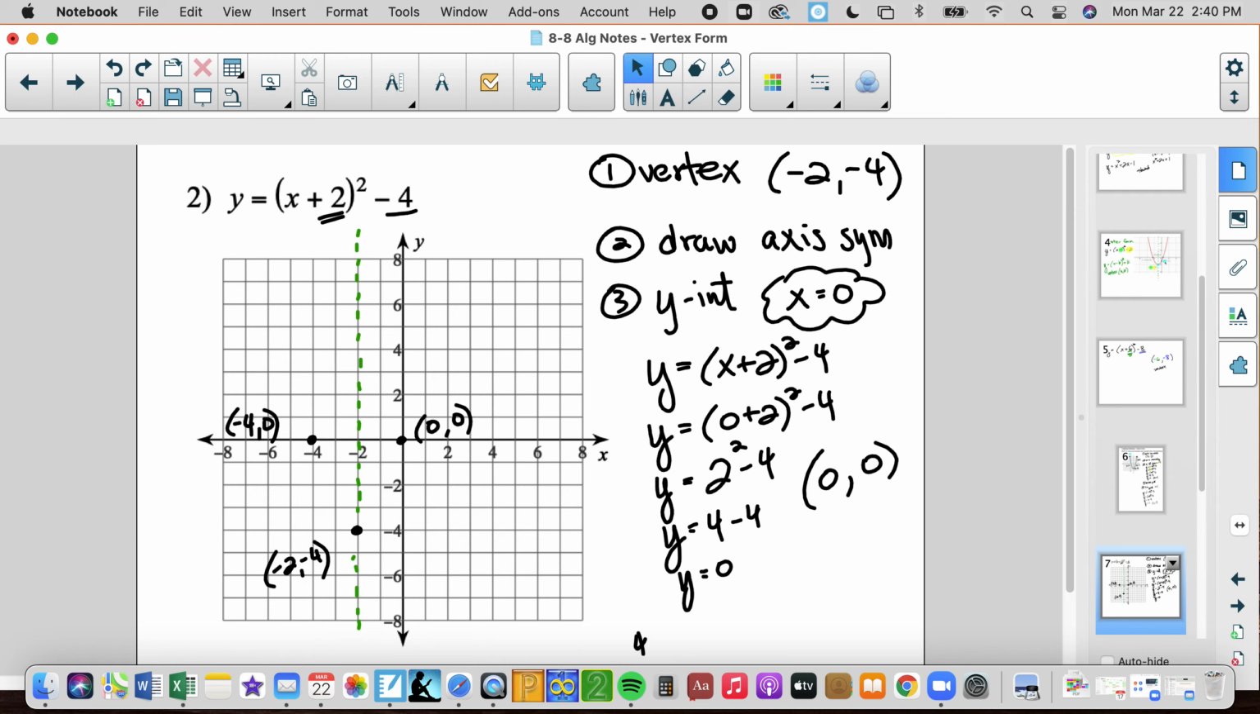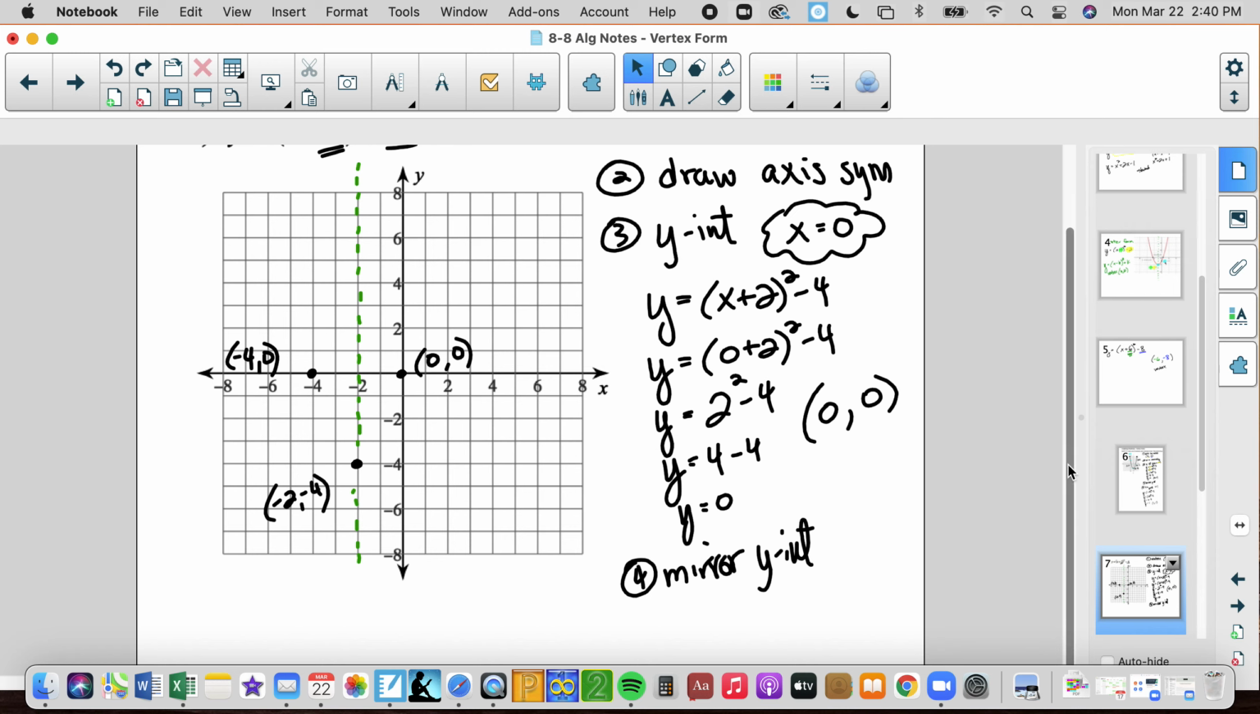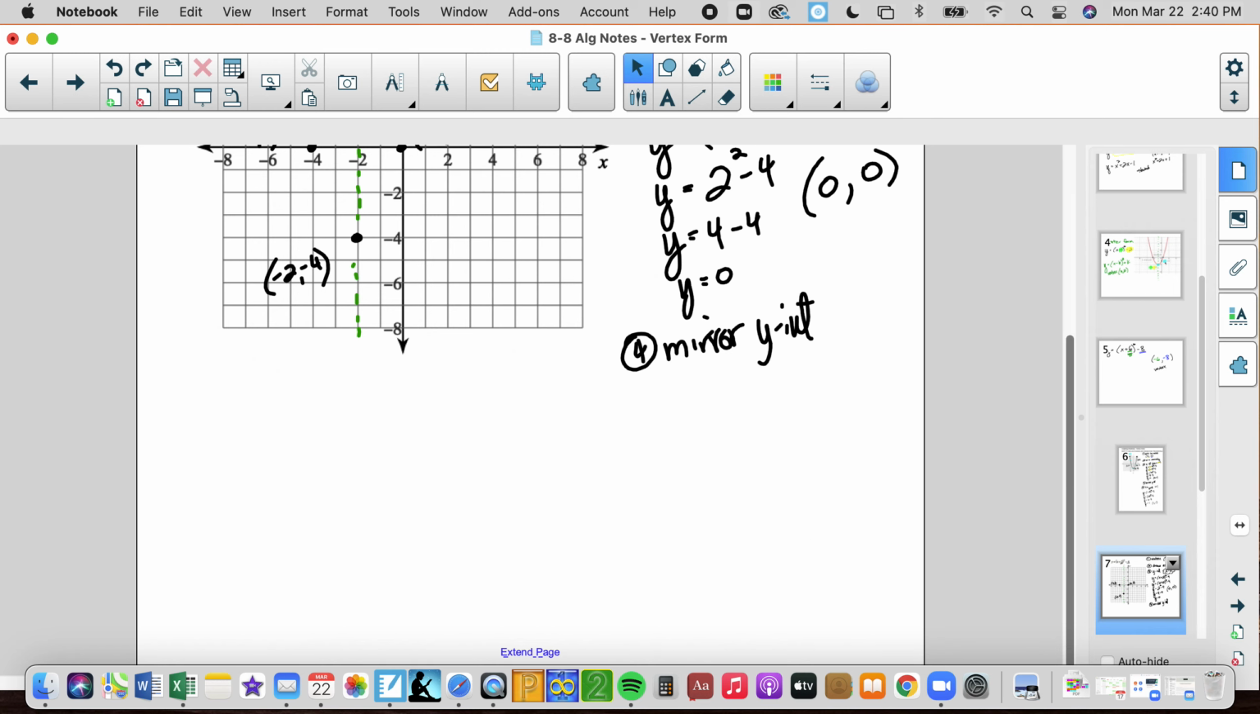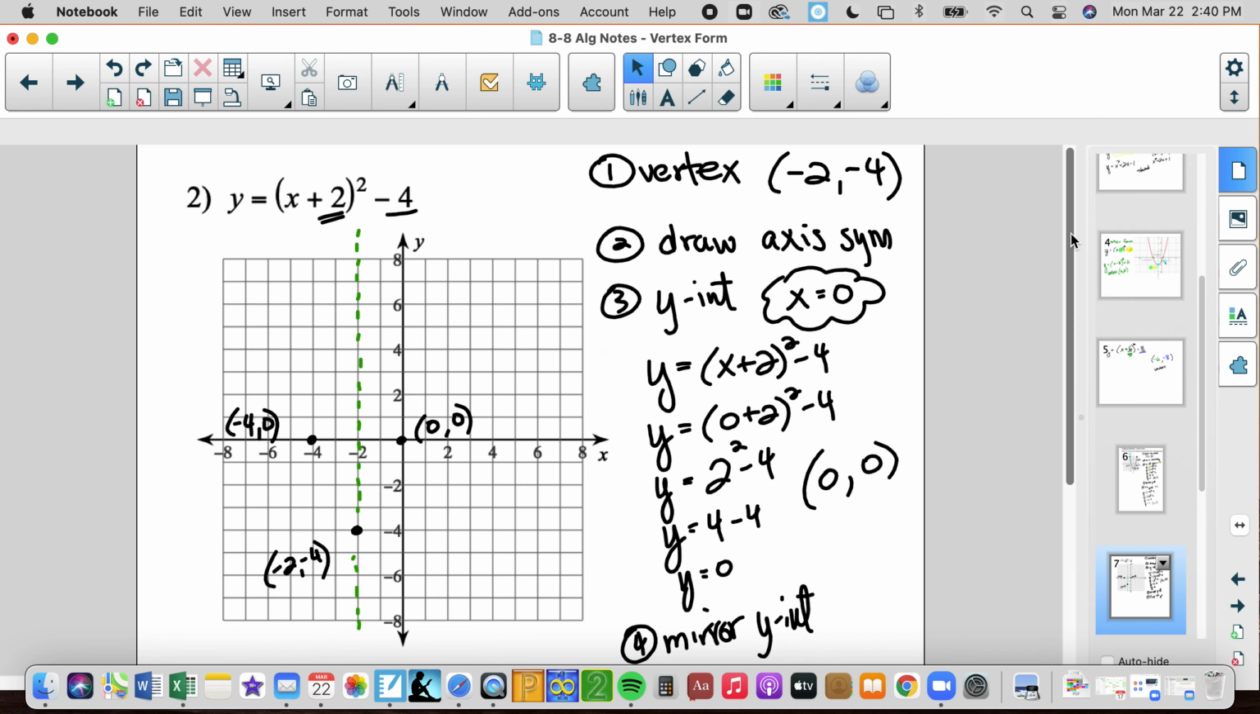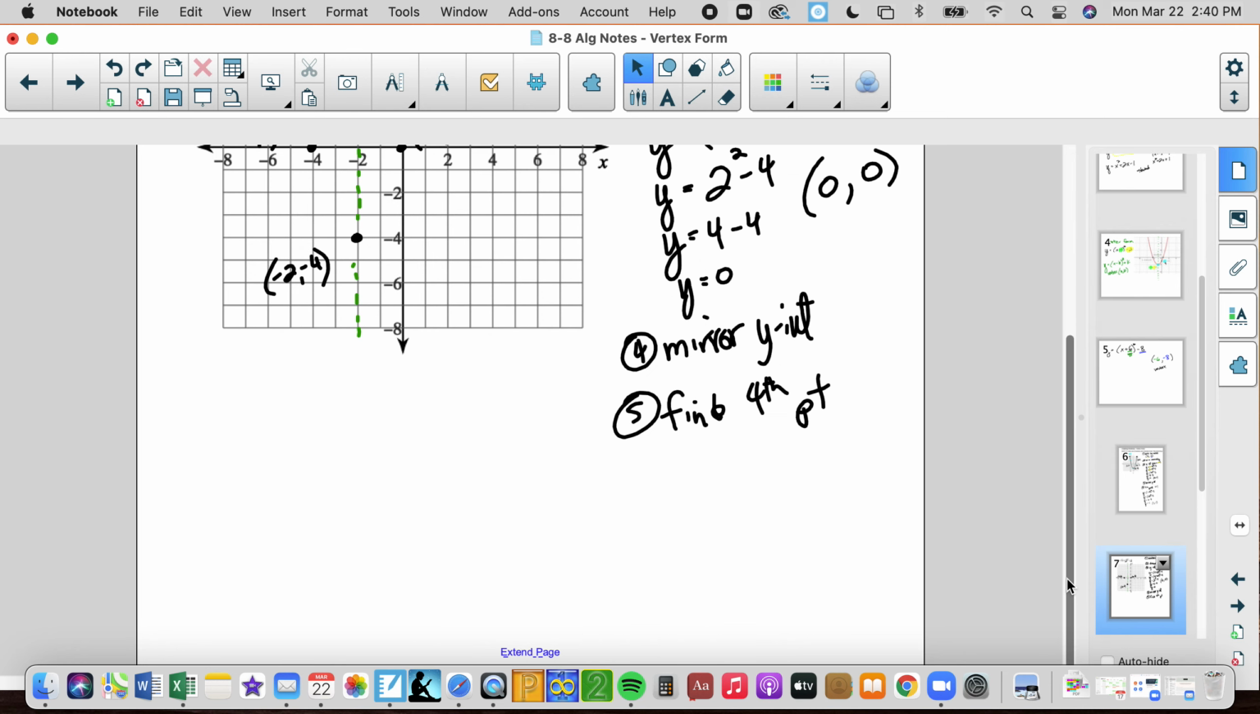All right, so we have done the mirror. Step 4 is mirror the y-intercept. We've already done that. Step 5 is going to be find a fourth point. So we have to pick another x. What x values have we used up until this point? We used 0, negative 2, and negative 4. So logically, you would want to use 1 as your x value. So let's plug it into the equation.